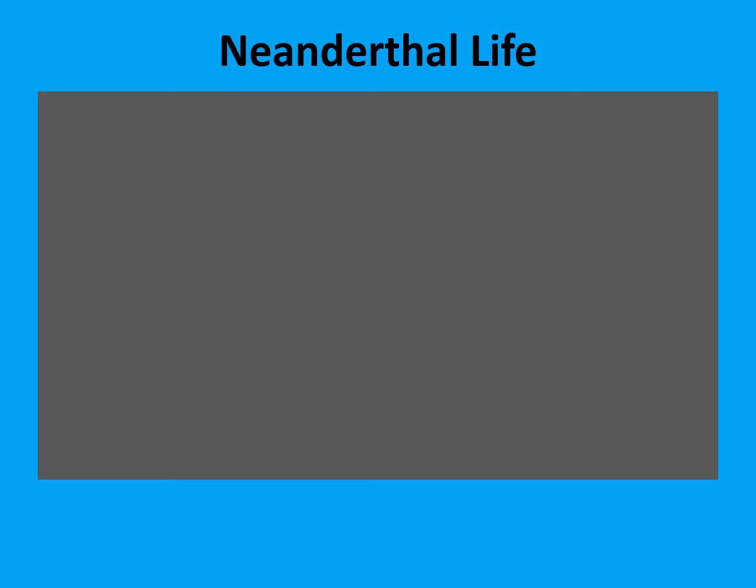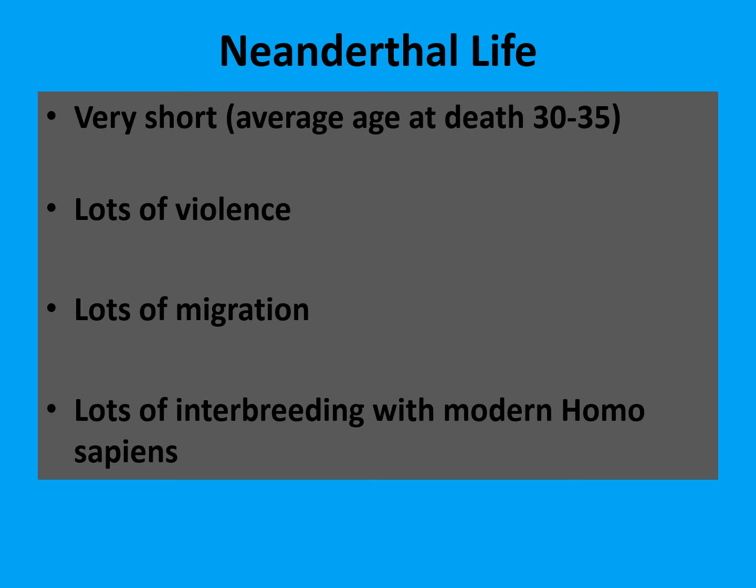So in terms of Neanderthal life overall, some of the information that we have gleaned about their average or daily life is that their lifespan was pretty short. Average age at death was around 30 to 35. Lots of violence. Most of our Neanderthal skeletons show some evidence of interpersonal violence. Lots of migration and lots of interbreeding with modern Homo sapiens.